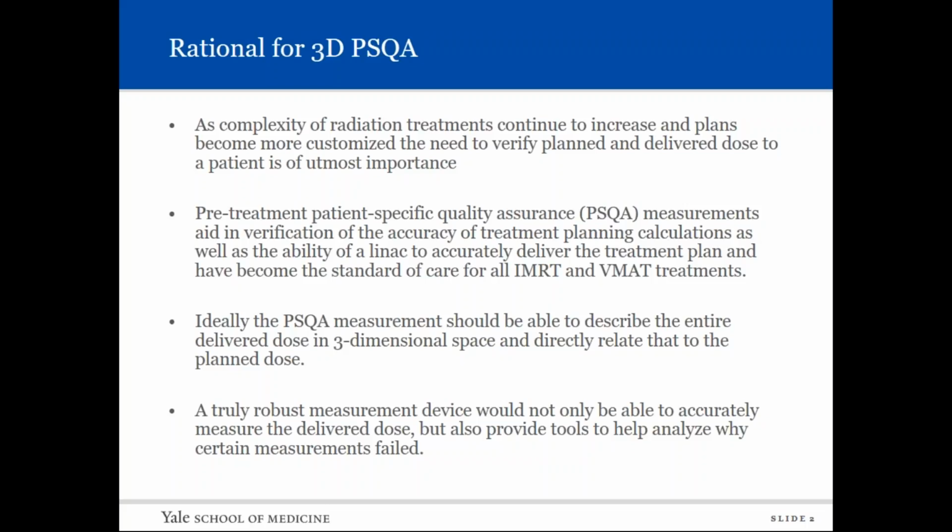The optimal detector to use would be able to characterize the delivered dose in 3D space and relate this to the actual planned dose. And as an added bonus, if a plan did fail, we would like the detector system to be able to give us a way to find the root cause of this failure. With these simple, straightforward goals in mind, let's take a quick view at some of the patient-specific QA systems that are currently being used.